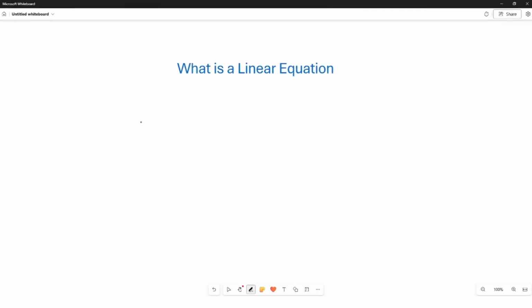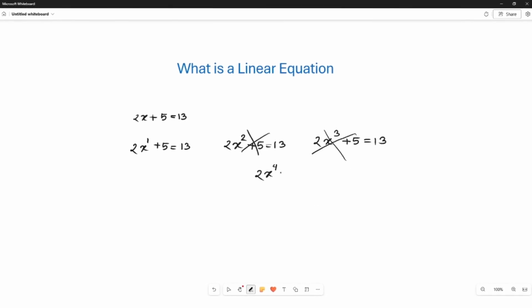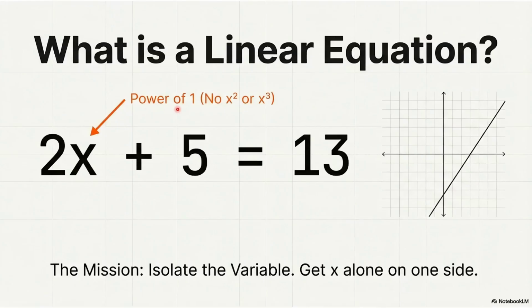What is a linear equation? A linear equation is an equation where the variable has power 1. No squares, no cubes, just a straight line relationship. I repeat, a linear equation is an equation where the variable has power 1. The ACT tests linear equations because they measure algebraic accuracy, logical steps, and speed under pressure.